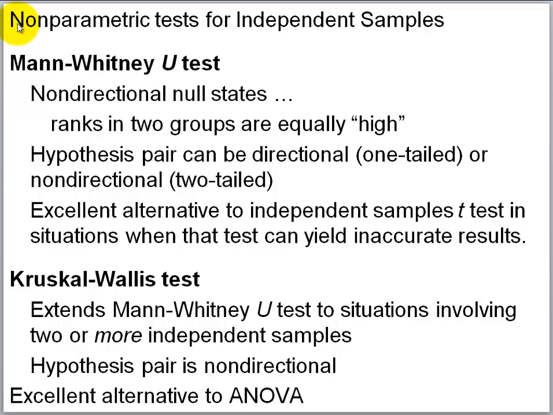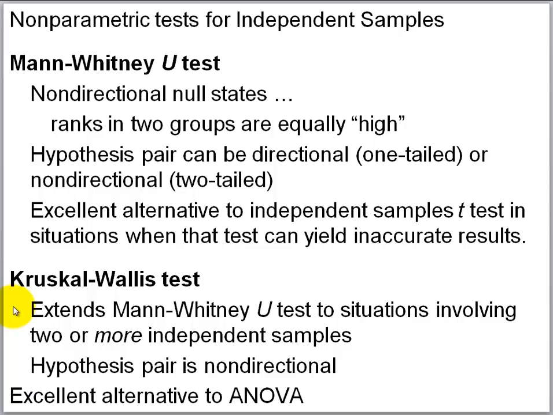This slide presents some non-parametric tests for independent samples. We've already looked at the Mann-Whitney U-test. The non-directional null for this test states in essence that the ranks in two groups are equally high. The hypothesis pair can be directional or non-directional. And this is your excellent alternative to the independent samples t-test when sample size is very small and skew is very strong.